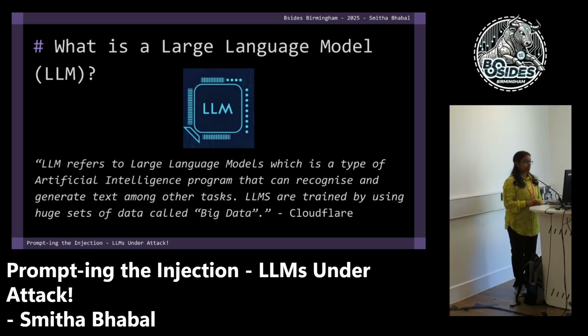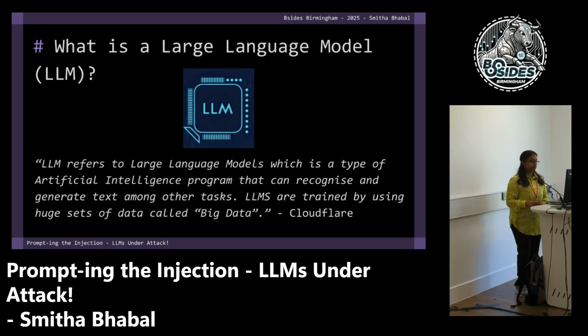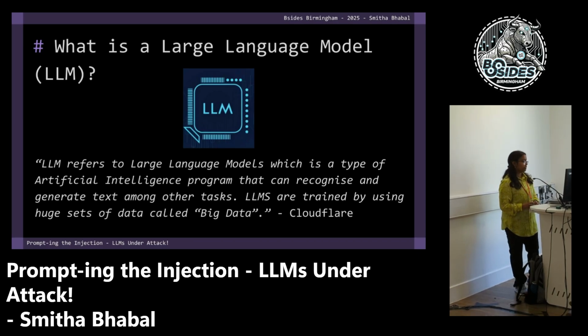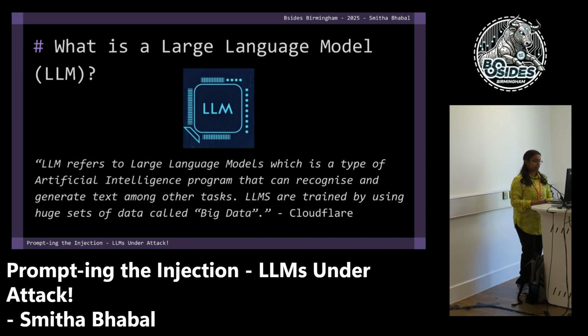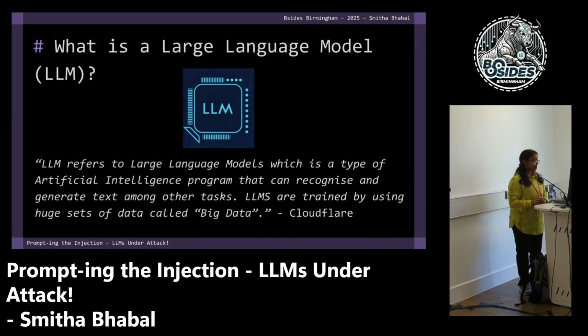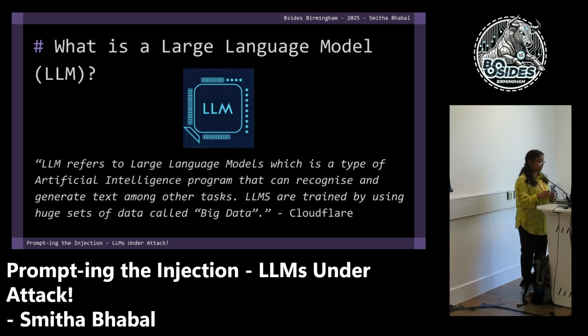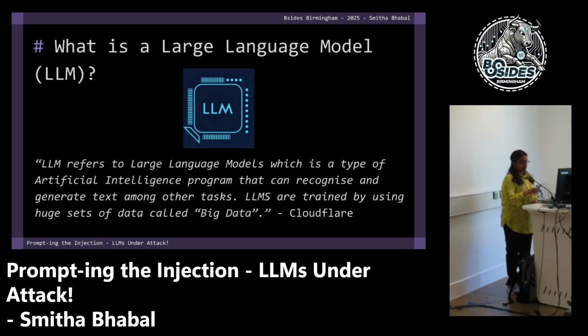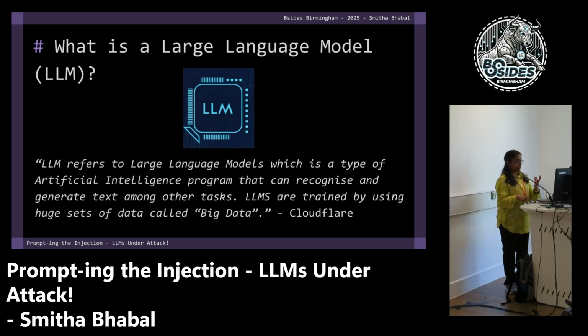So, what are large language models? LLMs refer to large language models, which are a type of artificial intelligence program which can recognize and generate text, among other tasks. LLMs are usually trained using huge data sets called big data. These data sets combine big data and scatter it around different channels, and they generate different text depending on the responses that you put down.